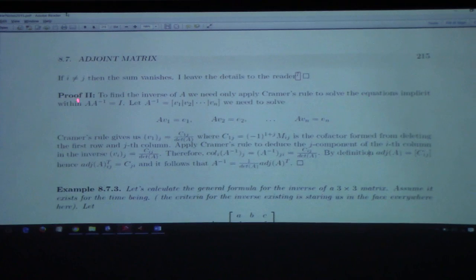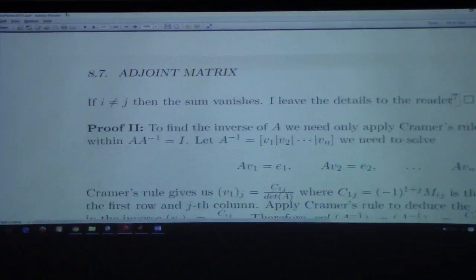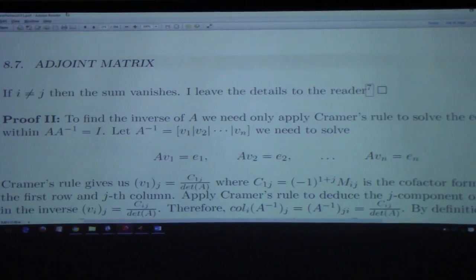A times A inverse is equal to the identity, right? That's what you're trying to solve. If you're trying to find the formula for the inverse, you're trying to find columns that you can make into a matrix, n of them, and really what you're trying to do is let A inverse be V1 through Vn, right?